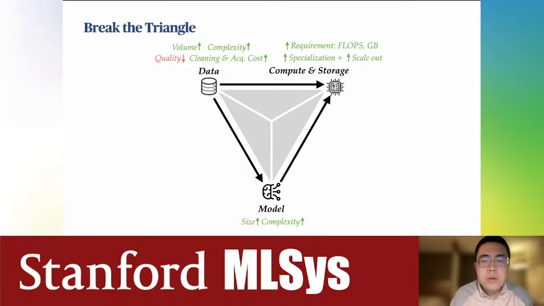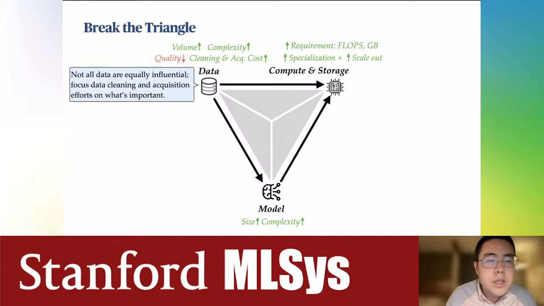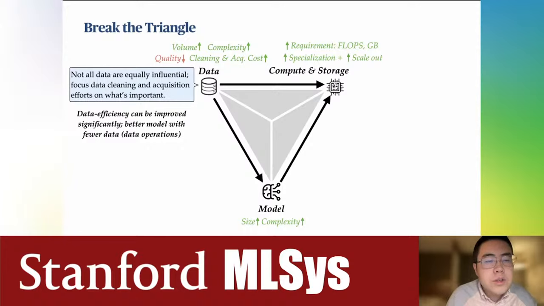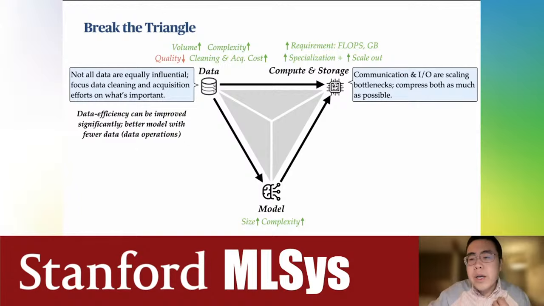So essentially, we try to break this triangle in two different ways. The first way is by looking at the data and realizing that not all data are equally influential. Some are important, some are not important, and some are simply noise, right? If you only have a unit of computation that you can throw in, you should focus that computation on what actually matters. If you have a unit of effort for data cleaning and acquisition, you should also focus your effort on what's actually important. What we realized over the years is that data efficiency can be improved really significantly. Often you are able to have a model that's better, but trained over a smaller amount of data or fewer clean operations over the data. And the second way of breaking this triangle is to try to get rid of the communication and the I/O bottlenecks, right?